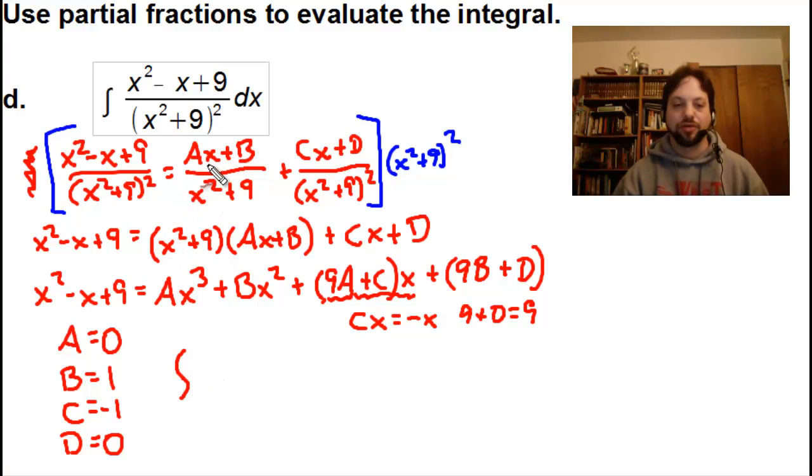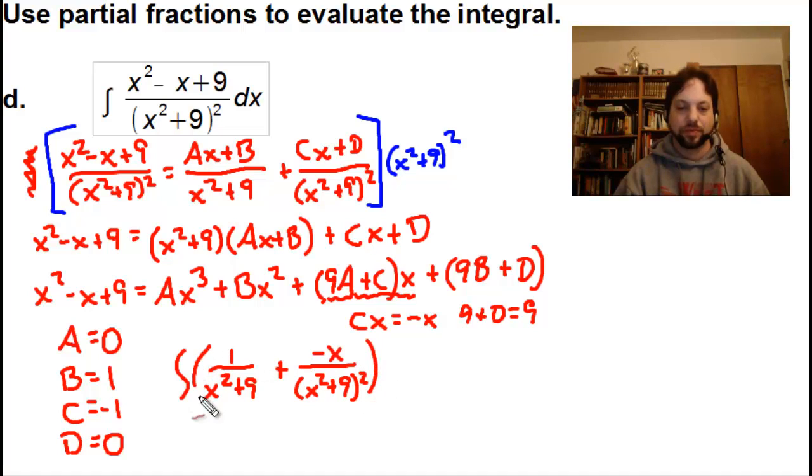I'm going to end up with the integral of ax plus b over this. Well, ax plus b is just going to be 1 over x squared plus 9. And then my other one is going to be cx plus d. And there it is. All there is a negative x all over x squared plus 9 quantity squared. Well, so long as you remember your trig functions, you'll remember that this right here is simply 1/3 arctan of x over 3. That's not too bad.